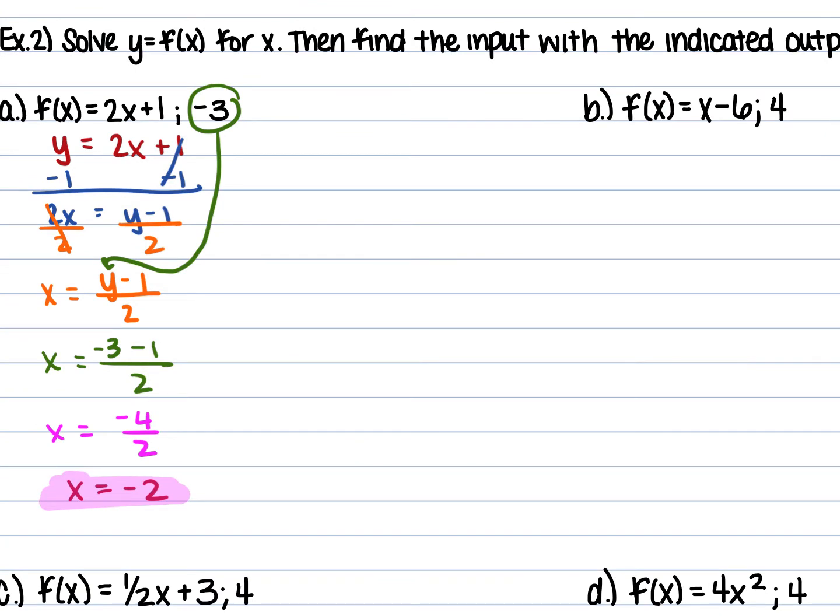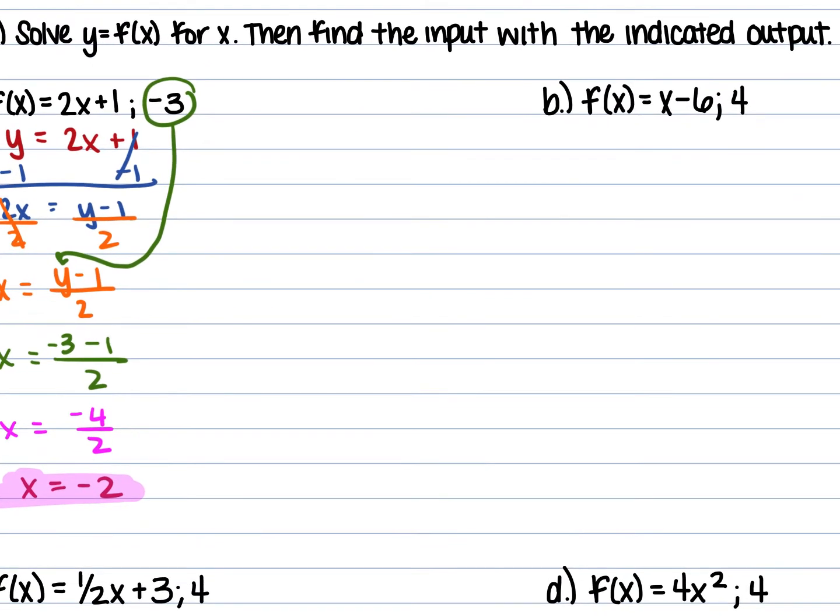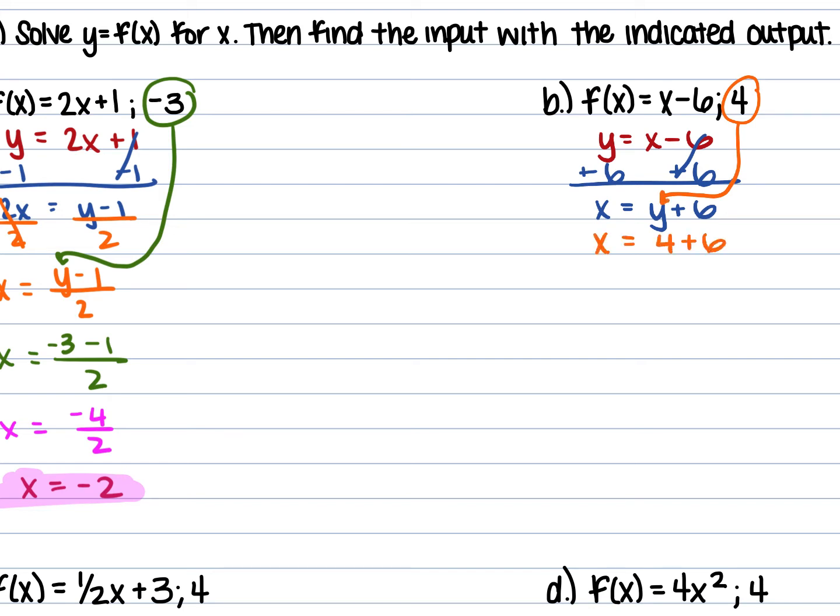For example B, we're given f of x is equal to x minus 6 with an output of 4. So again, we're going to first change the f of x to be y. So we have y is equal to x minus 6. From here, we're going to solve for x. So we just add the 6 to each side. We get that x is equal to y plus 6. And then we take the 4, we plug it in for y, and we get that x is equal to 4 plus 6, which gives us x is equal to 10.